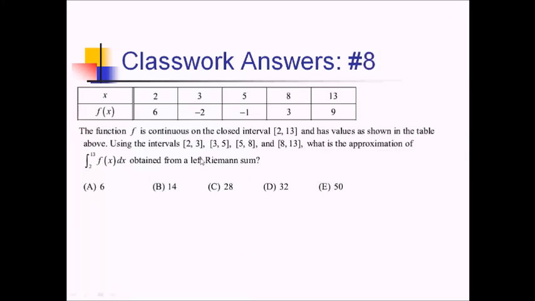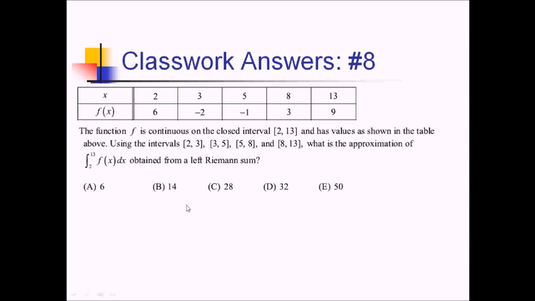For this question, we're given a continuous and closed function on the interval from 2 to 13, and we have some table values for it. Using these intervals that they've given us here, which is essentially just here to here, here to here, here to here, and so on and so forth, we want the approximation of the integral from 2 to 13 with a left Riemann sum. So we're going to do base times height and add a bunch of these rectangles together.